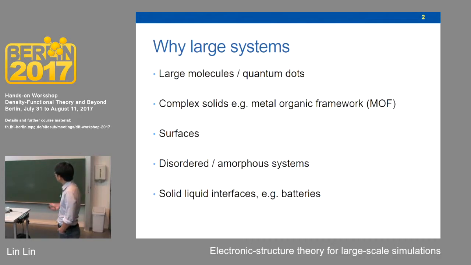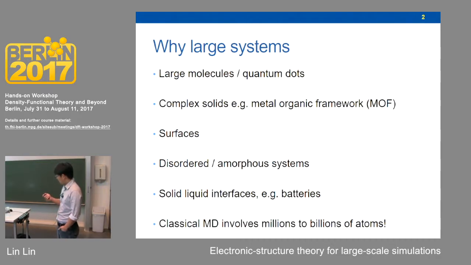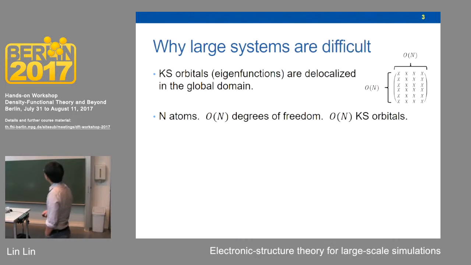And you might be interested in solid-liquid interfaces, for example, in batteries, this solid electrolyte interface, where you have some graphite type of things on one side and some electrolyte on the other side, and this can very easily go to 10,000 atoms. And last but not least, remember that classical molecular dynamics simulation already routinely involves millions to billions of atoms. So definitely there are things to be studied for large systems there.